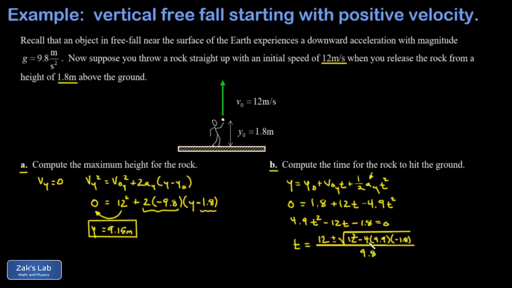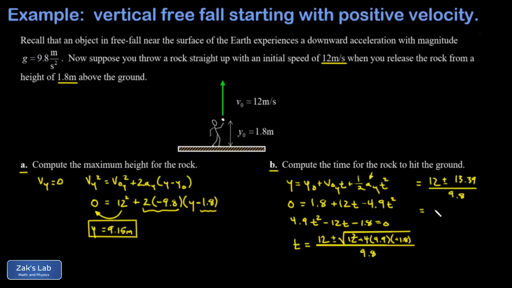Notice that that second part inside the square root has a double negative. So those terms are going to add to the 12 squared. Next, I simplify all the numbers inside the square root and take that square root, and I end up with 12 plus or minus 13.39, all divided by 9.8.